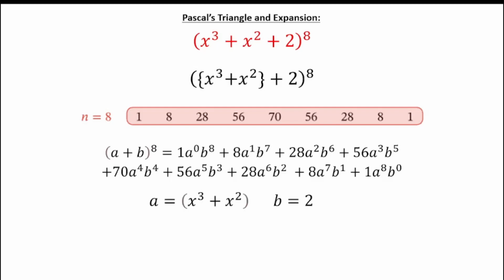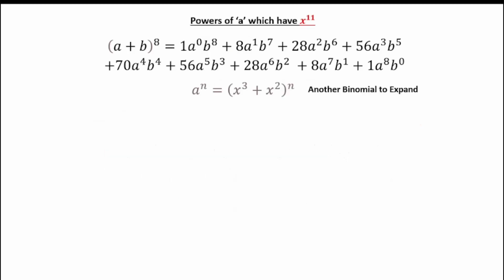In the scenario above, we have a equal to x cubed plus x squared, whilst b is equal to 2. So how do we get x to the 11 when we have all these terms? When we replace a with x cubed plus x squared, it is essentially another binomial which we have to expand. So when we have a to the power of 4, it is essentially (x cubed plus x squared) to the 4, which is another binomial.